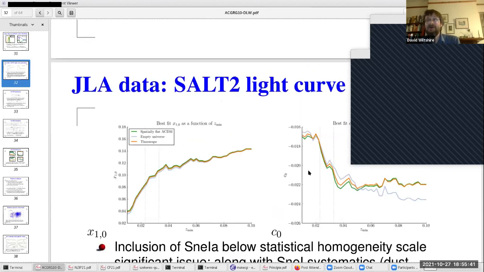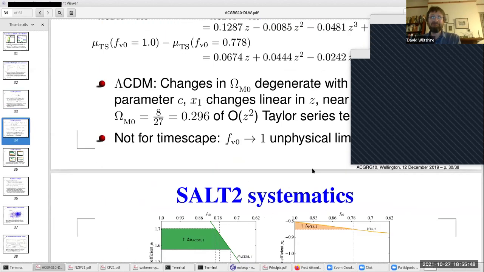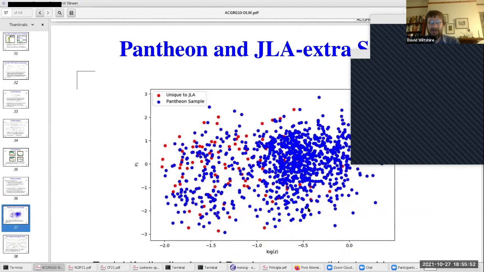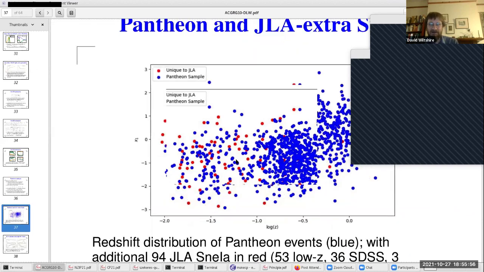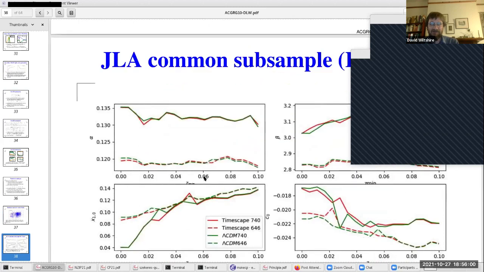And my concern was that when they went to Pantheon, there were 95 supernovae which are not there anymore, and when we redo the analysis, suddenly the effect of this scale of statistical homogeneity goes away.